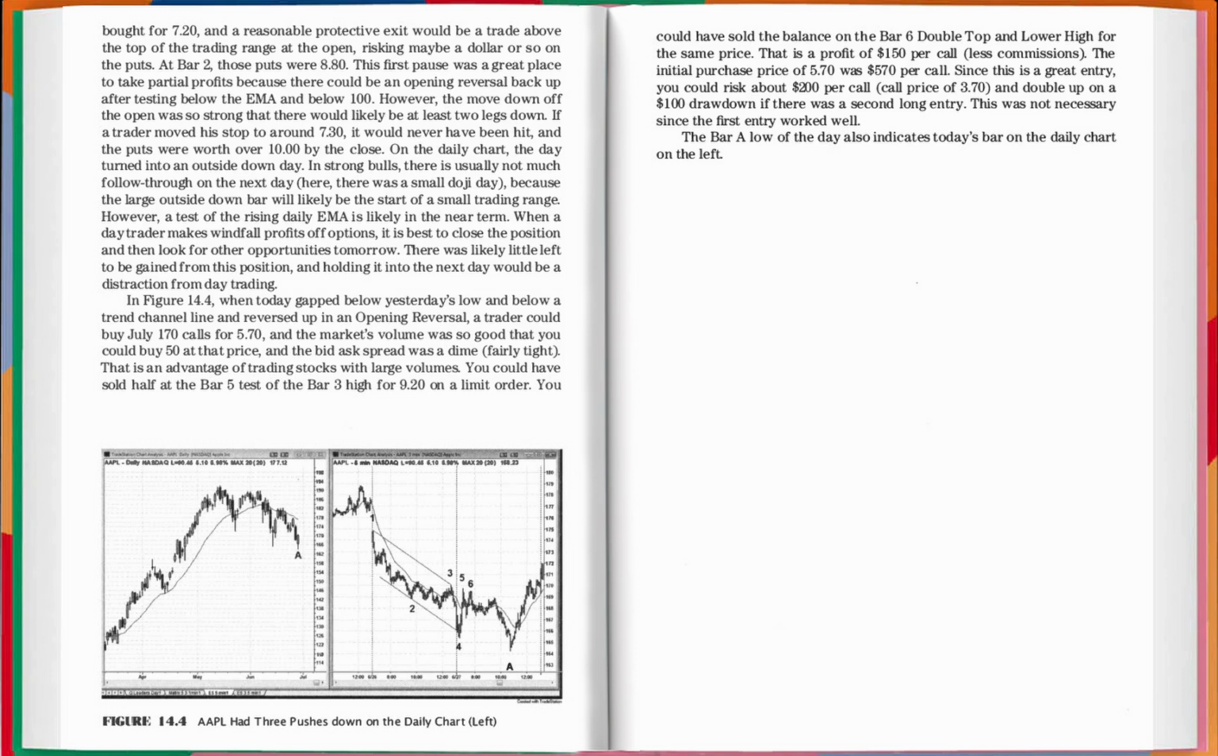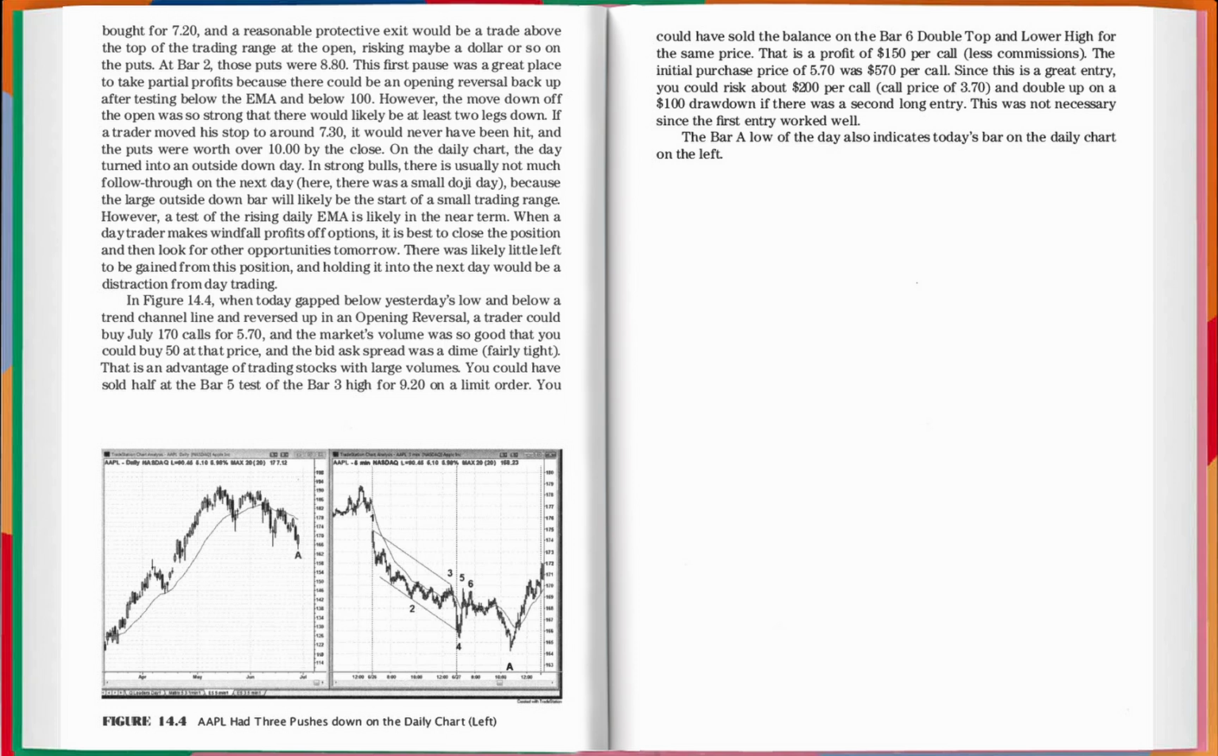In figure 14.4, when today gapped below yesterday's low and below a trend channel line and reversed up in an opening reversal, a trader could buy July 170 calls for 5.70, and the market's volume was so good that you could buy 50 at that price, and the bid-ask spread was a dime, fairly tight. That is an advantage of trading stocks with large volumes.